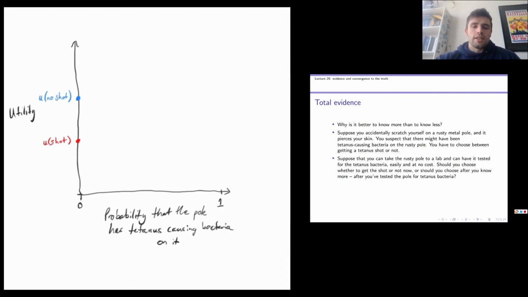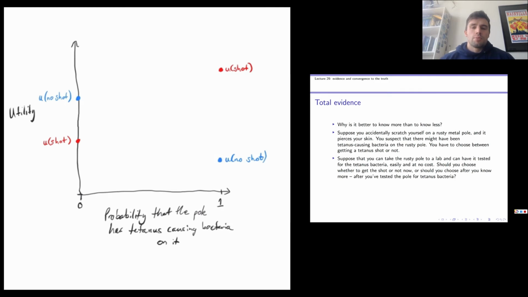On the other hand, if the probability that there were tetanus-causing bacteria on the pole is 1, then you would much prefer to get the shot than to not get it because of the danger the tetanus would pose to your health. So the expected utility of getting the shot when the probability is 1 is higher than the expected utility of not getting the shot when the probability is 1. Now, since expected utility is an average, these lines are straight on this graph.